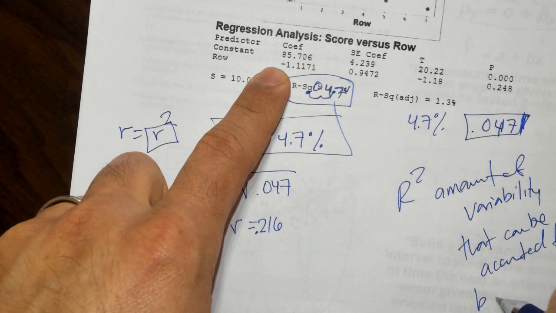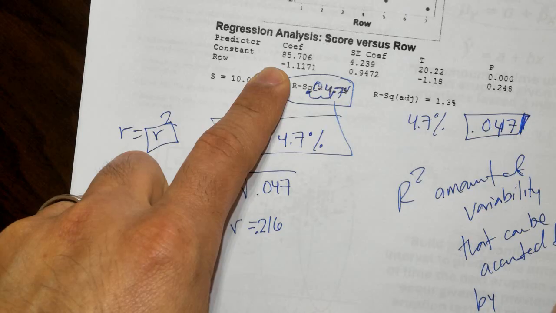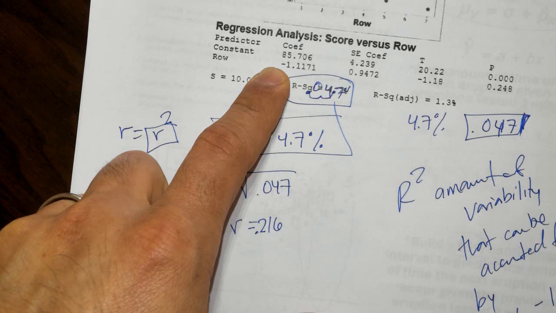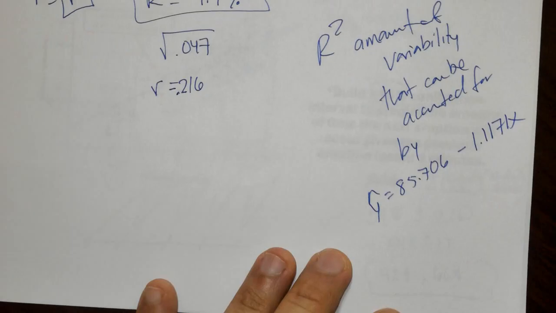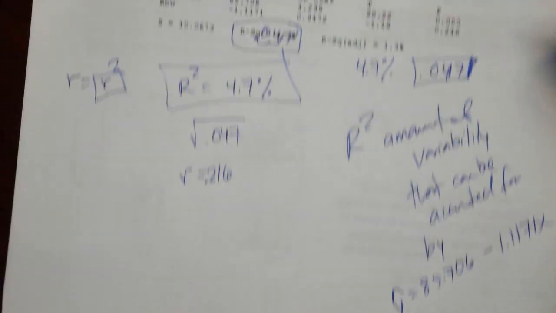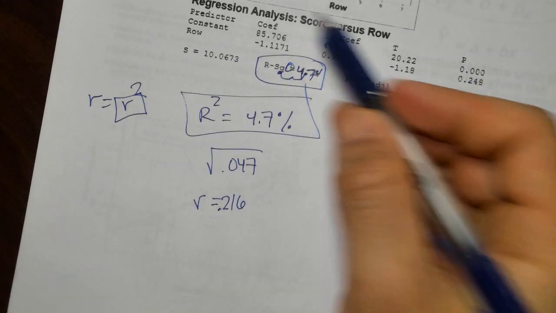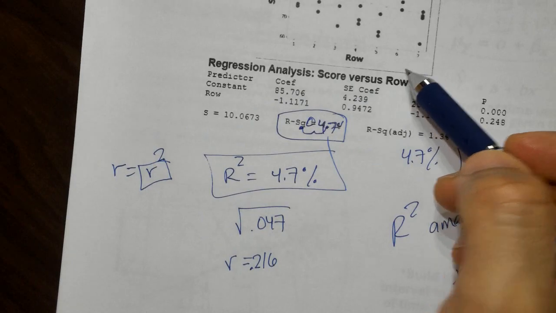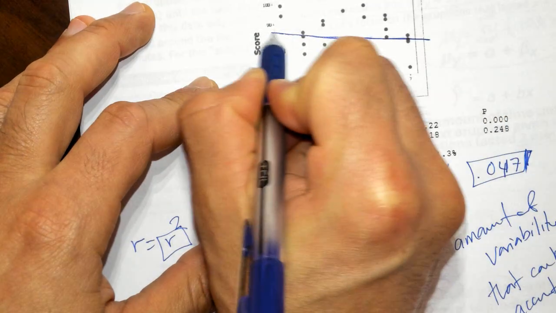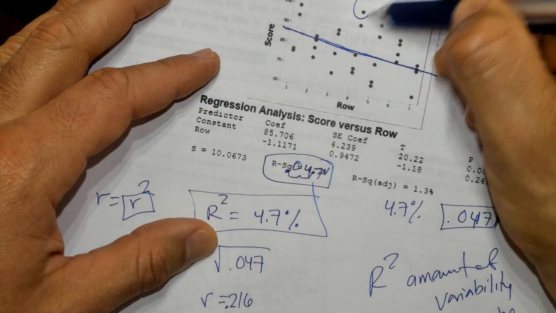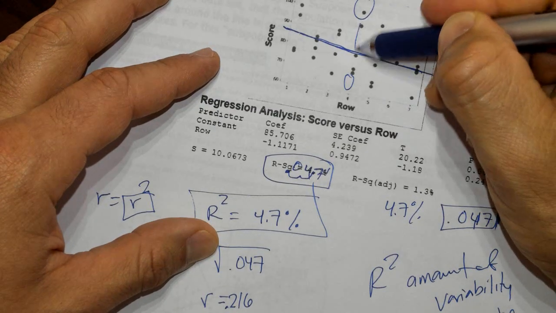What was it? By 85.706 minus 1.1171x. How much of the variability that can be accounted for in the y direction as x changes? So this line, basically, in other words, right? This line has variability. It varies, right? This is how far things are.